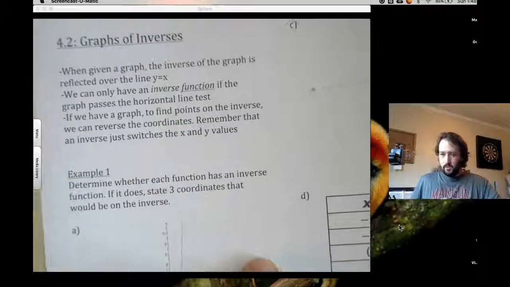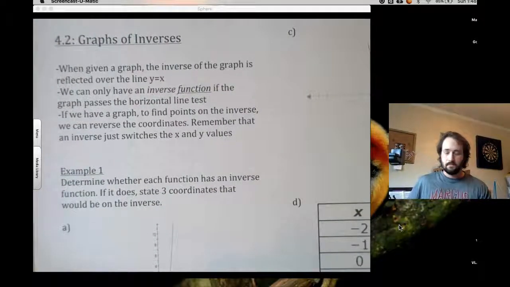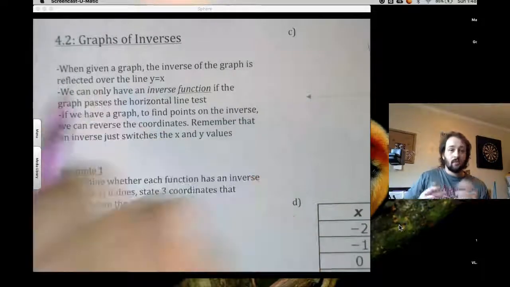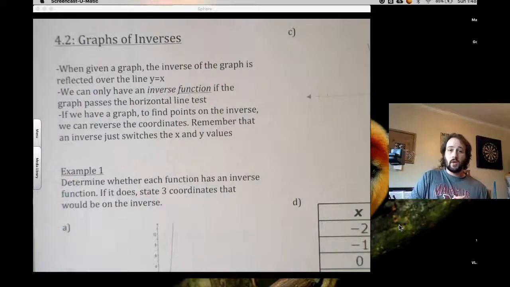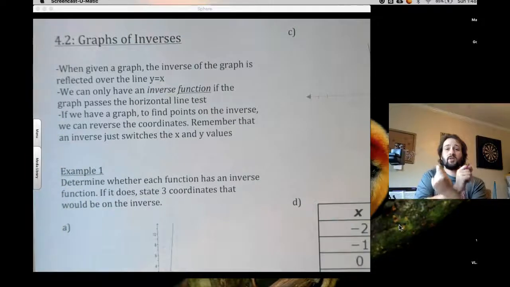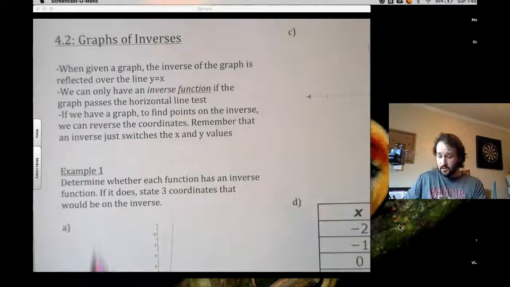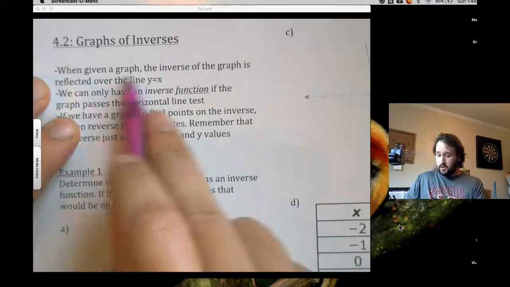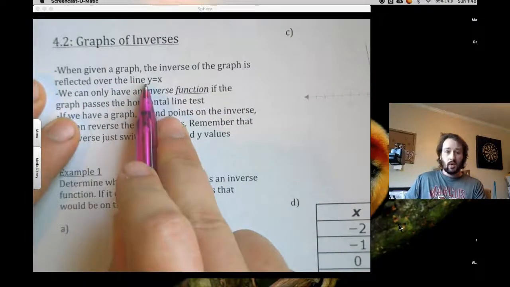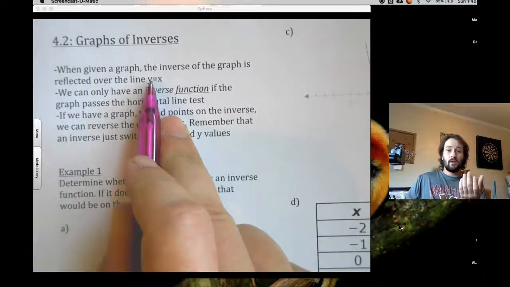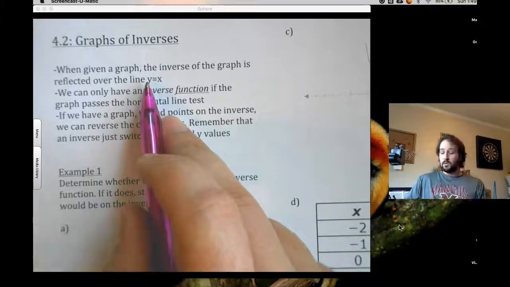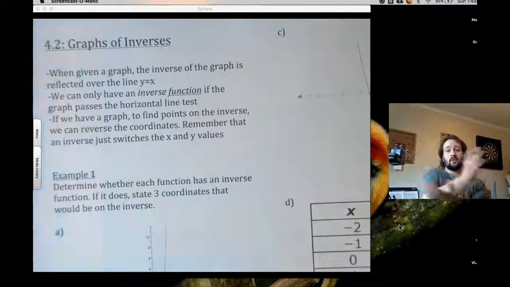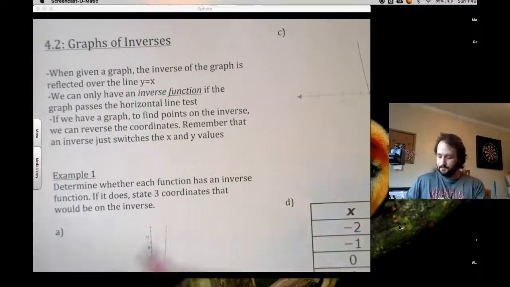All right, with this video, we're going to be looking at graphs of inverses. So for inverses, remember, we switch the x and y exactly where they are in the equation. So what happens is all of the coordinates also switch their x and y values. So with that being said, when given a graph, the inverse is reflected over the line y equals x. That is because all of the x values become the y values, and all of the y values become the x values. So we trade the x and y values of our whole equation.